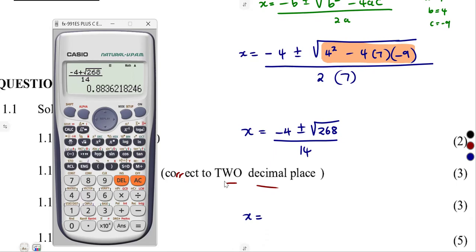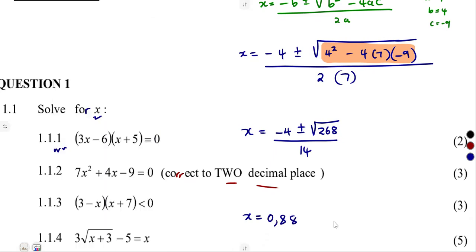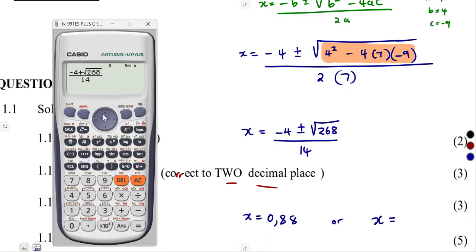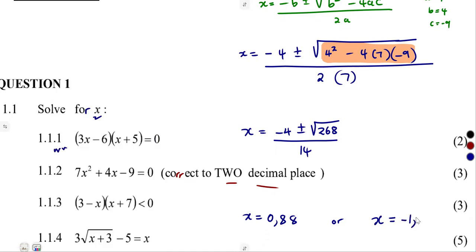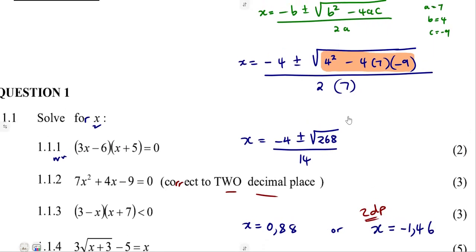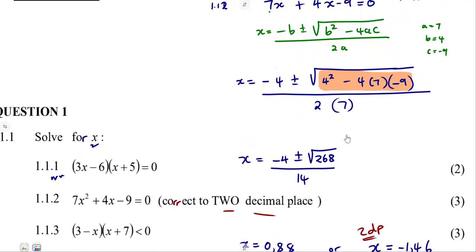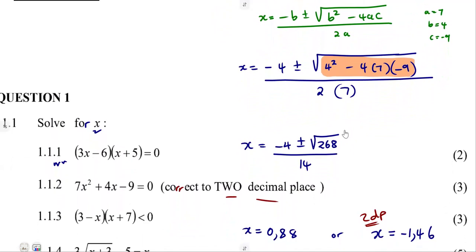To 2 decimal places. So that's 0.88, or our x is equal to what? Having a negative, this time we're going to put a negative here. All right, so that was going to give us negative 1.4. The 5 here is going to change this 5 into a 6. So that's negative 1.46 to 2 decimal places. So that is it. Our answers to 2 decimal places as we are given the instruction. So just like that, guys, your quadratic equations from the quadratic formula.